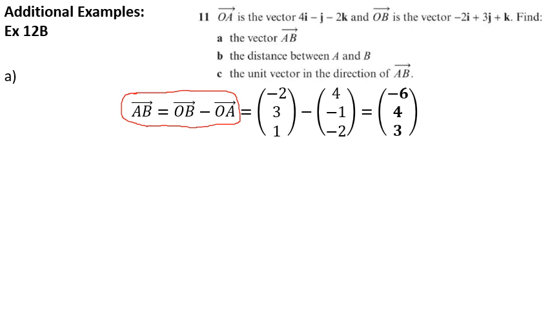OA, the vector 4, minus 1, minus 2, is the thing you're subtracting, and OB, the vector minus 2, 3, 1, is the thing you start with. And when you've got an answer, check that it makes sense. It's very easy to get this OB minus OA thing mixed around.